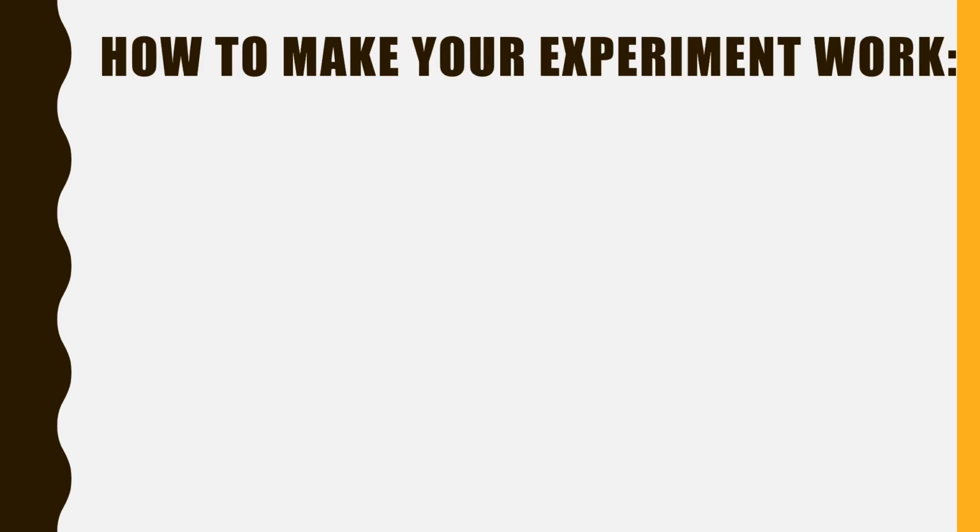Let's talk about how to make your experiment work. First, make sure that you follow the directions. This seems like common sense, but we always have students who take a little shortcut or they skip over some steps. A lot of the experiments are written out as like step 6A, B, C, D. Those steps A, B, C, and D are there for a reason. You still have to read them, you still have to do them.